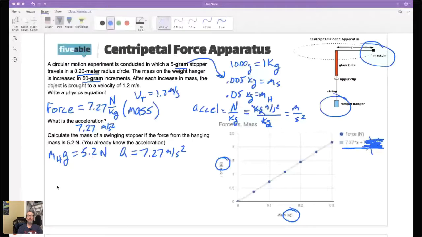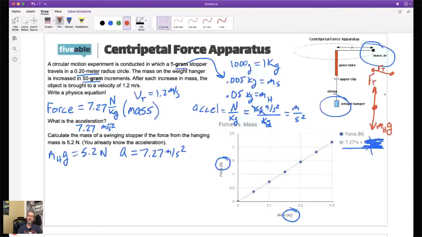So over here on the side, let's do a free body diagram for the weight hanger. And we know that straight down is the mass of the hanger times gravity. Straight up would be the force of tension. And then for this mass, we're going to have the force of tension going to the left. And to the right, we don't have anything. Now, here's the interesting part.